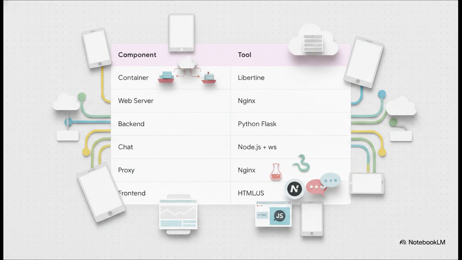The really crucial takeaway here is our complete tech stack. If you're documenting this for a computer science project, this setup is basically your holy grail. It perfectly summarizes the open source tools running our localized architecture. Libertine handles our containers, Nginx handles the web server and proxy routing, Python Flask does the dynamic backend thinking, Node.js with the ws library powers the real-time chat, and vanilla HTML and JS handle the user interface. Every single piece is open source and entirely self-hosted.